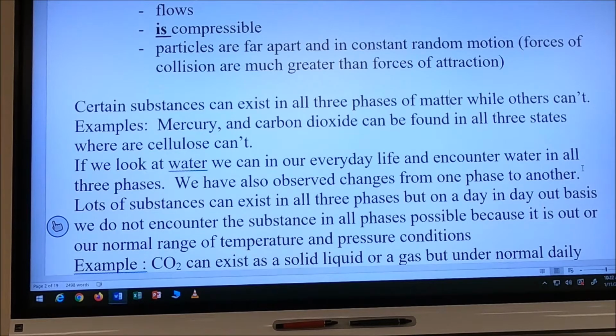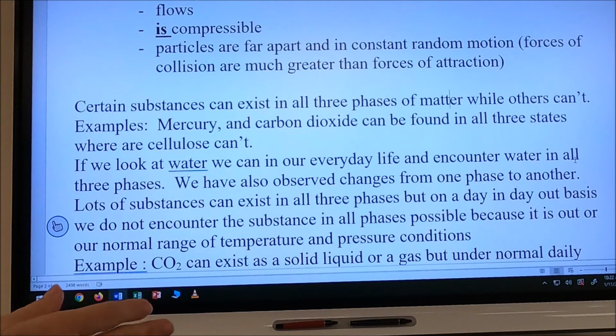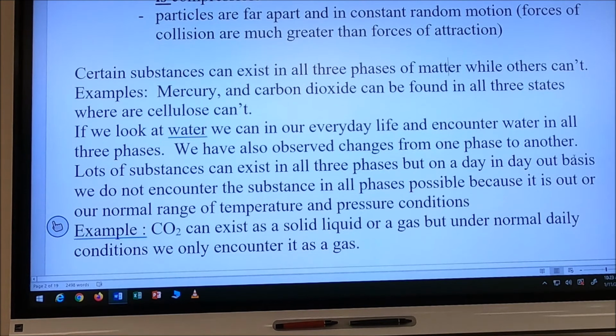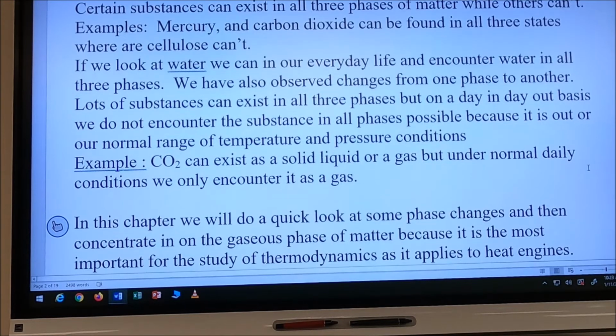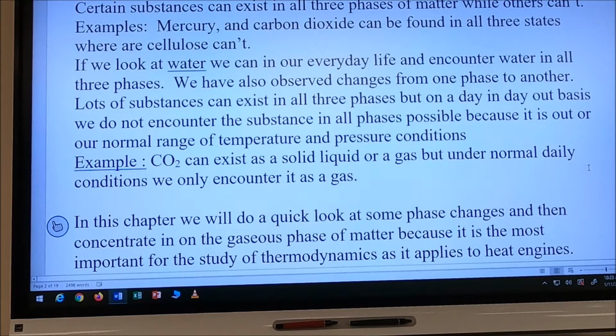Cellulose, what paper is made out of, can't. Okay? We know that if I took a solid ice cube and I added in heat, I could get it to melt into liquid water. And if I keep adding more heat, eventually I can get it to go from liquid water to gaseous water. Okay? So we know that we can phase change. If we want to go the other direction, we've got to take heat out. So we observe phase changes every day, okay, especially when dealing with water.